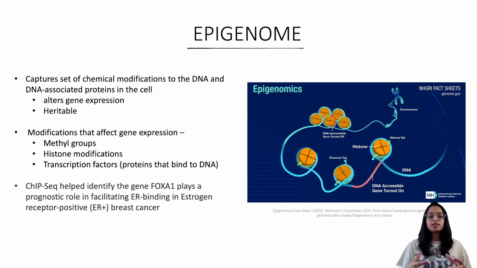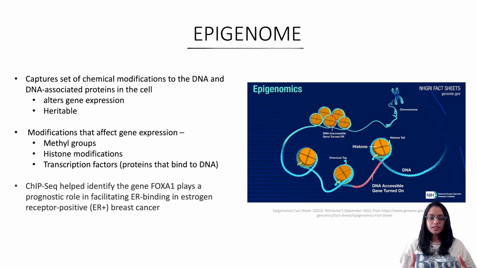So basically, epigenetic data captures the set of chemical modifications to the DNA and the DNA associated proteins in the cell, which results in altered gene expression, and these modifications are heritable. Some of the modifications that affect gene expression are methylation, that is addition of methyl groups, histone modifications, and binding of the transcription factors.